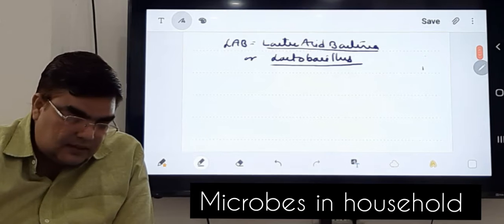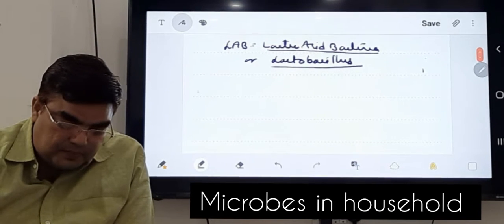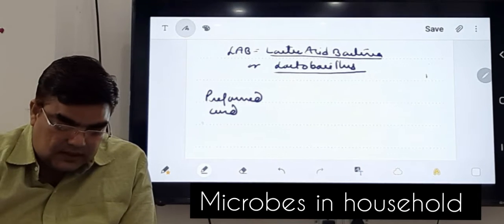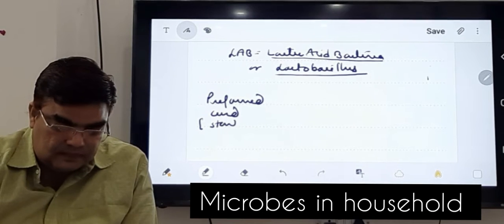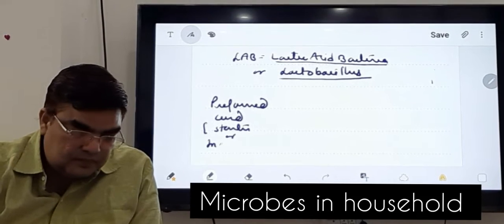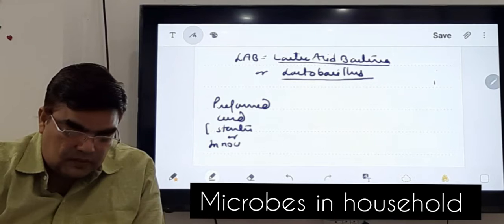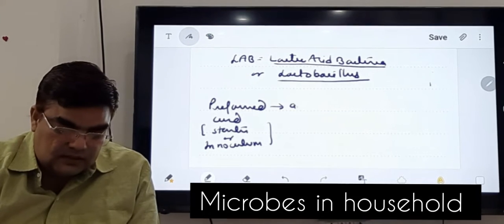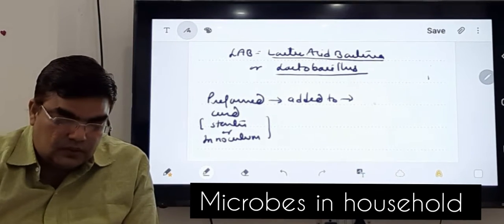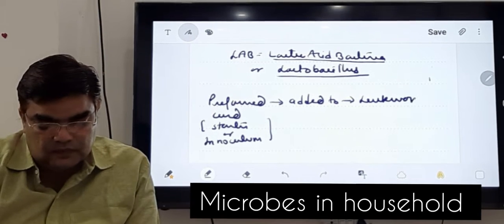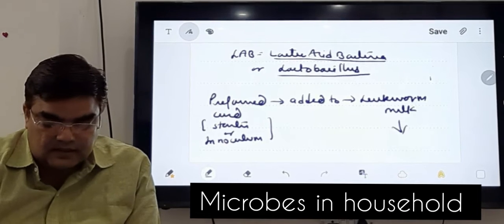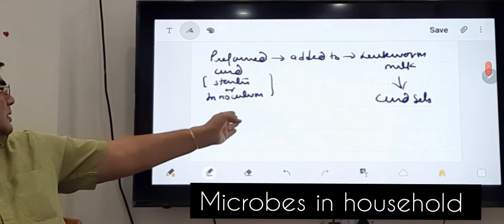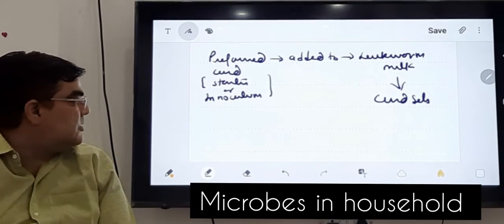So what to do to set the curd? First of all, we have to take some preformed curd, pehle se bana hua curd, that is, you can say, starter or inoculum. Inoculum, you know, after some time when you add this curd to lukewarm milk, it sets curd. Is that clear? Preformed curd, that is starter or inoculum, when used in lukewarm milk, then the curd sets.